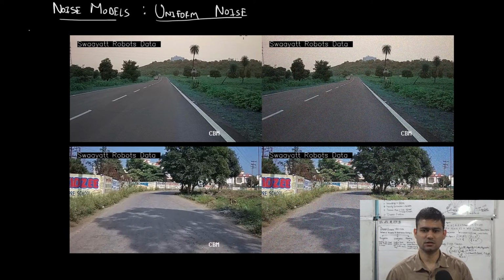So consider the two sets of images below, where the left is the original image signal and the right one is an image corrupted with an additive uniform noise.